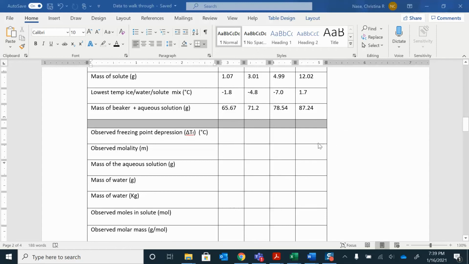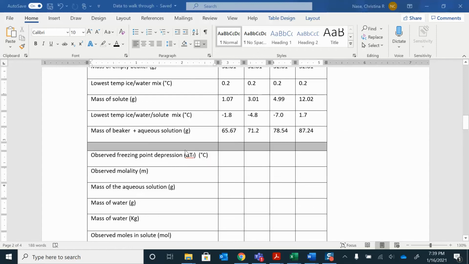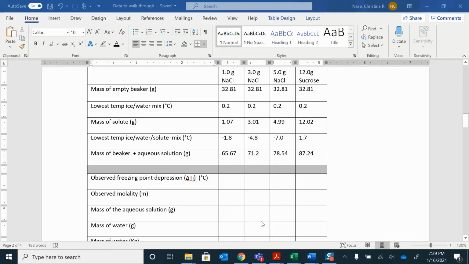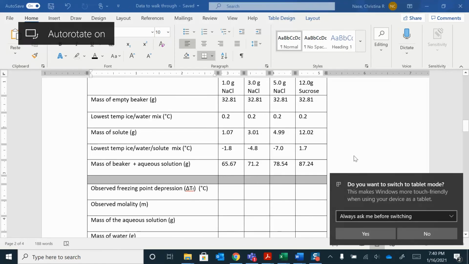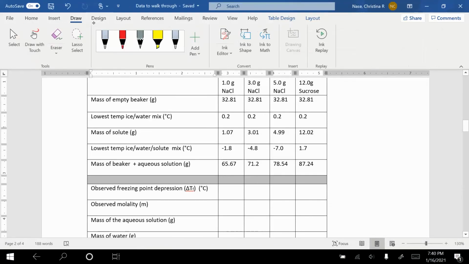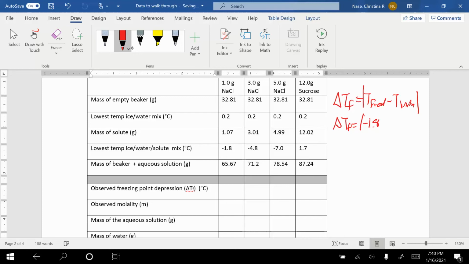Now let's analyze it. Let's just do this first one and see how we do. So the freezing point depression, delta TF, that is just your T final minus T initial. So let's write that down. I'll do things in red. How about that? So my delta TF is my T final minus my T initial, and I'm going to take the absolute value of that. So for that first one, my final is -1.8 minus 0.2. All right, and that gives me -2. And then if I take the absolute value of that, I get 2. So that's my delta TF here.